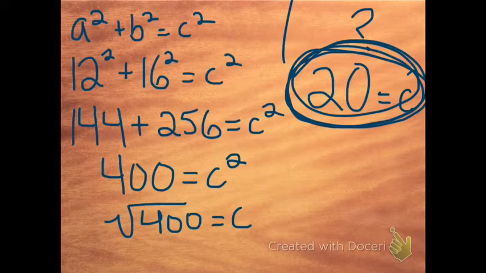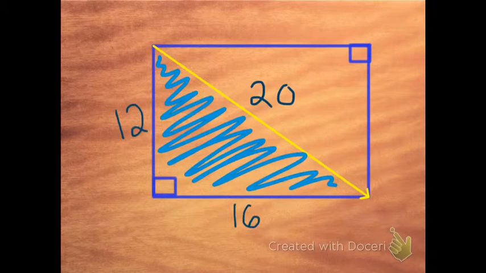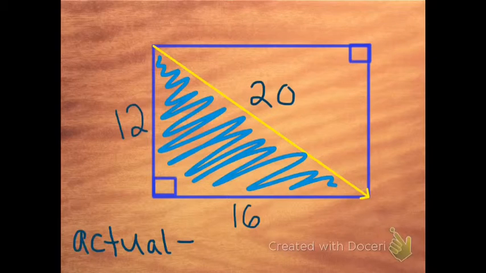Okay, so now that we found the answer, which is 20 equals c, or x in this case, we want to go back to our original problem. So, this was our original. Since x was unknown, we have now solved it, which is now qualified as c. So, that becomes now 20 inches.